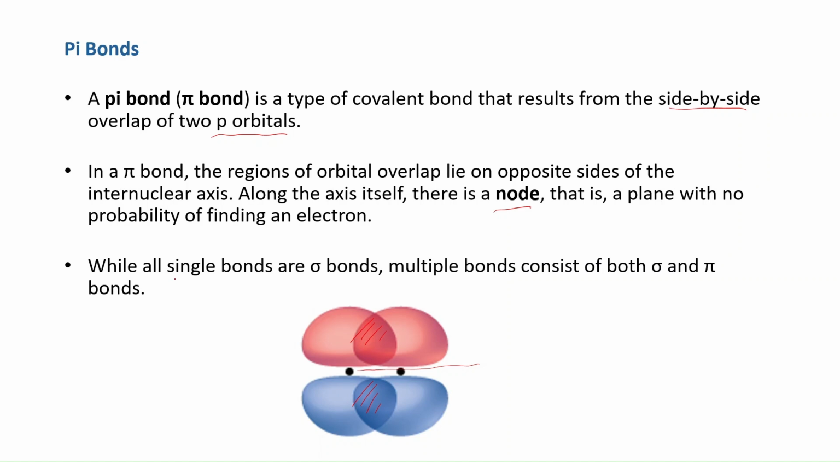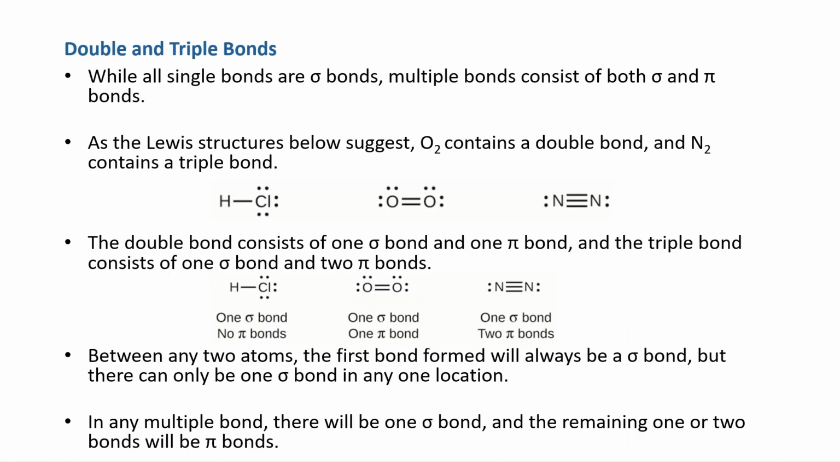Now, we said the single bonds are sigma bonds. Multiple bonds consist of both sigma and pi. They have one sigma and as many pi bonds as necessary to make a double or a triple bond. Let me give you an example. Like I said, all single bonds are sigma, multiple bonds are going to have sigma and pi.